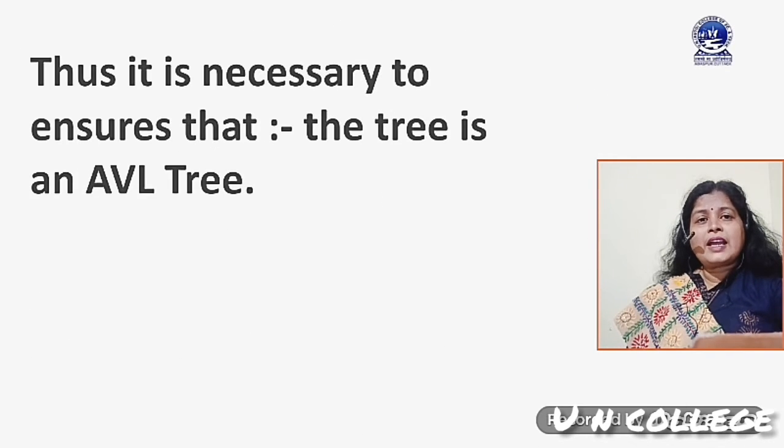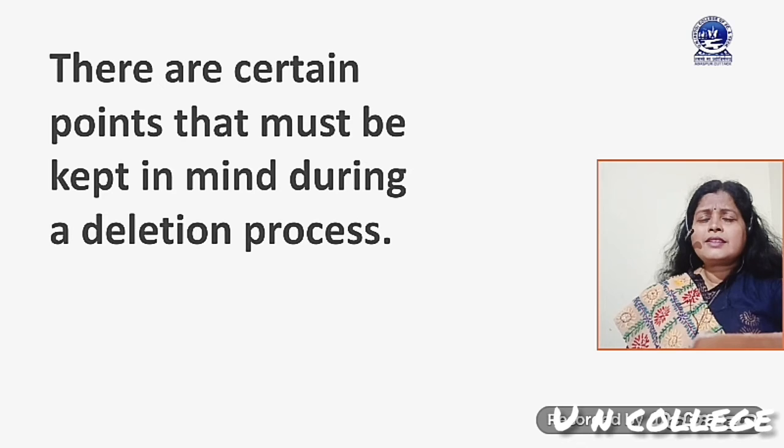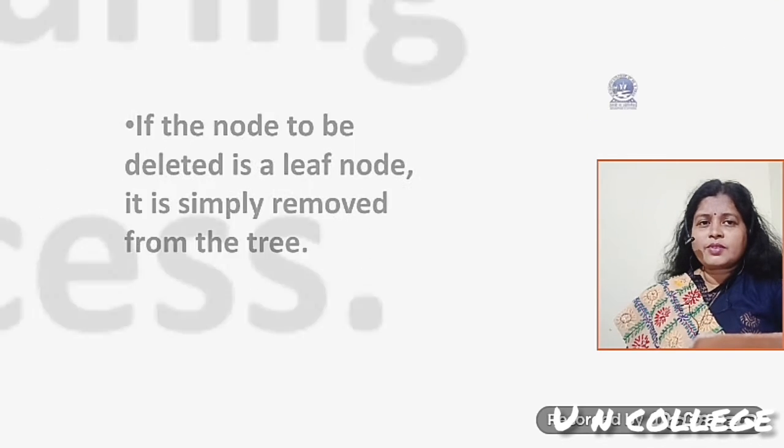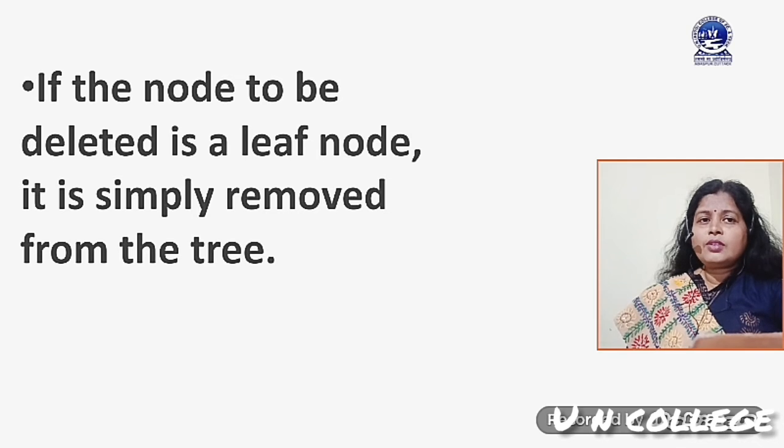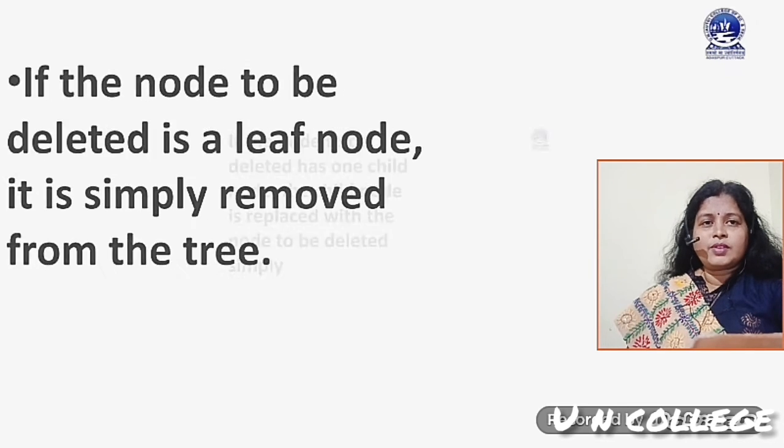That's why after deletion it is necessary to ensure that the tree is an AVL tree. There are certain points that must be kept in mind during a deletion process. What are those? If the node to be deleted is a leaf node, it is simply removed from the tree. It is very simple.